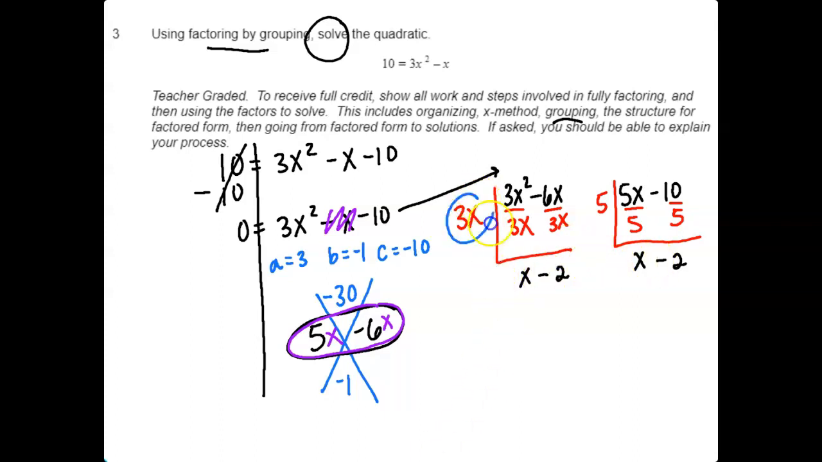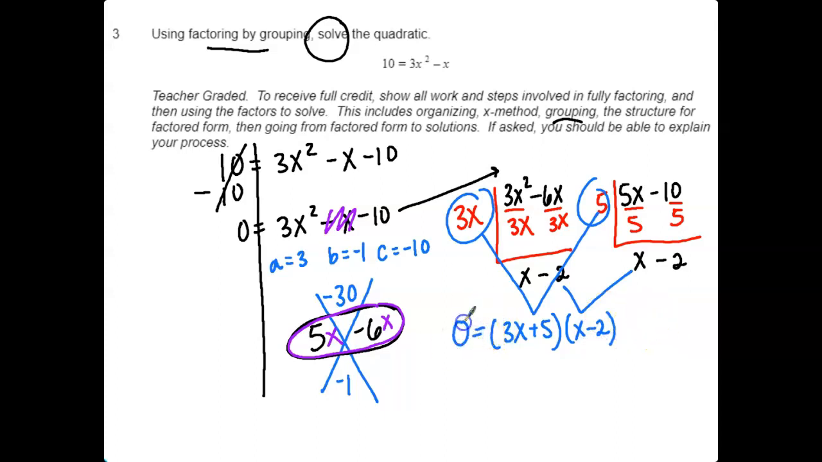All right, I'm going to bring my GCFs together. I'm going to have 3x plus 5. And then I'm going to write one of my leftovers, x minus 2. So technically, we're still equal to 0 since that was originally equal to 0. Remember that this is our factored form. Now, I've got the factors, but now I need to get to solutions.